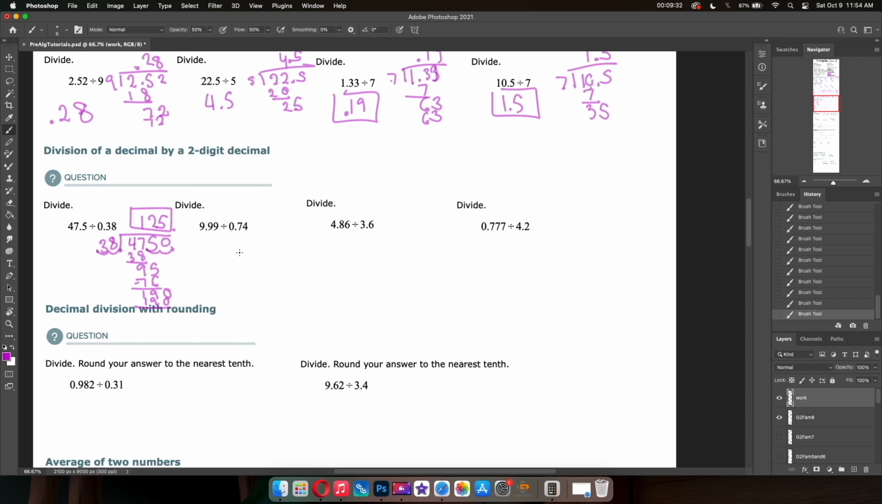Same thing again. I'm going to do 9.99 divided by 0.74. I don't want to deal with the decimal, so I'm going to move it over 1, 2.